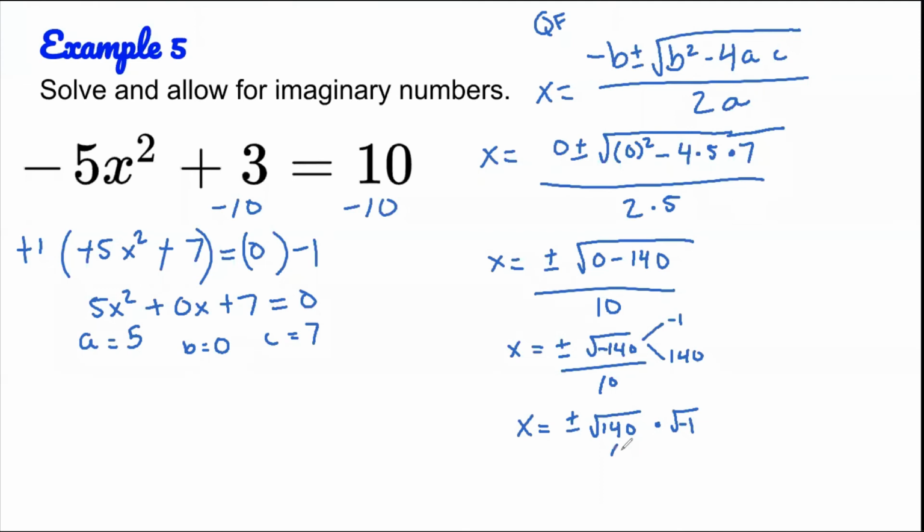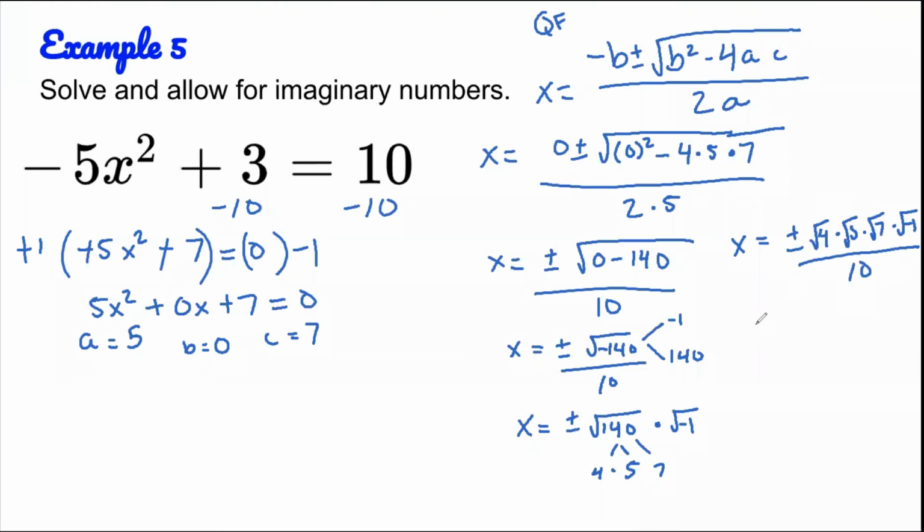140 then multiplies by what? We know we can take out 4, 5, and 7. 4, 5, and the last factor 7. So I'm going to go ahead and continue to spread that out. X equals plus or minus the square root of 4, square root of 5, times the square root of 7, times the square root of negative 1, all over 10. So continue to simplify.